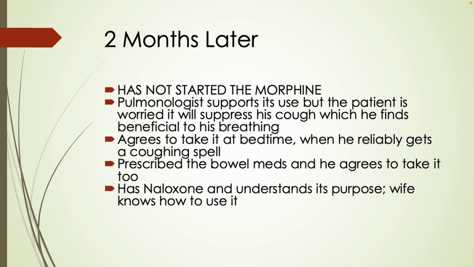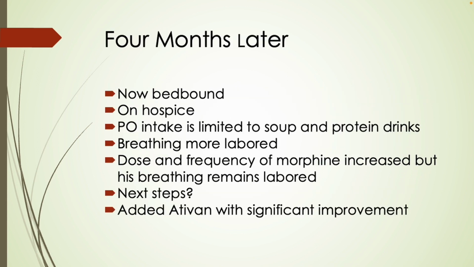All right. And so now we're in that period of transitioning. So we're several months down the road. He's in bed. His PO intake is pretty limited. It's soup, it's protein drinks, it's whatever his wife, who's kind of hovering over his bed, is trying to get into this gentleman. Breathing is more labored. And so the dose and the frequency of the morphine is going up, but we're still not getting there. And so this is when the team decided that Ativan is probably a good option at this point.